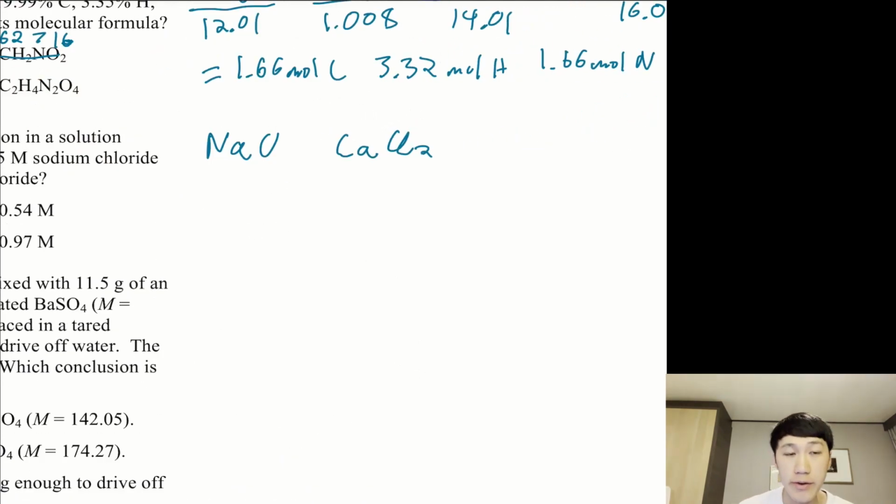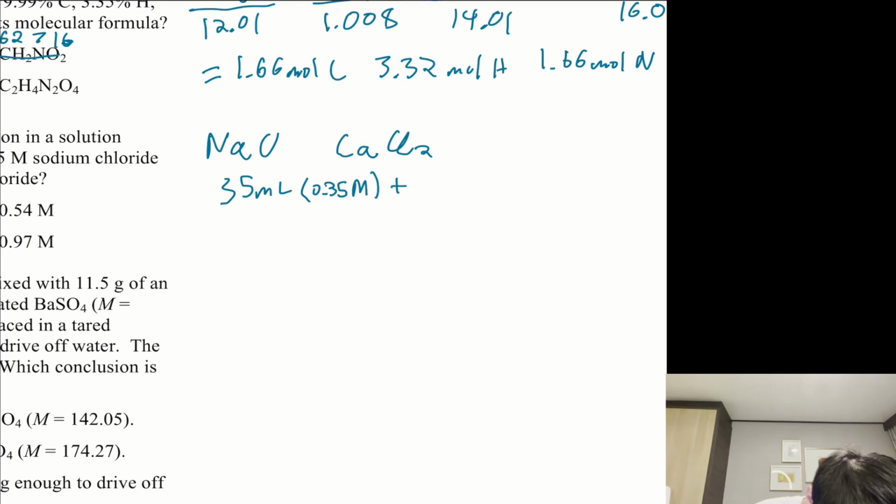So what we're going to do is figure out the millimoles of chloride ion. So we have 35 mLs of 0.35 molar solution, and 65 mLs of a 0.65 molar solution. However, with this 0.65 molar calcium chloride solution, what we have to notice is that there's 2 chloride ions for every calcium chloride molecule, so we need to multiply this by 2.